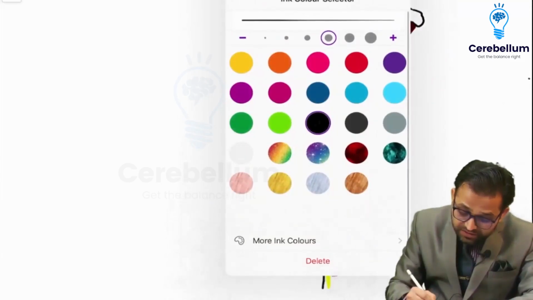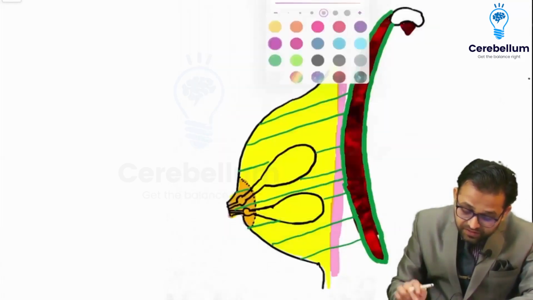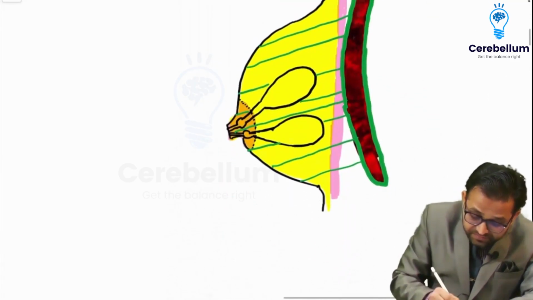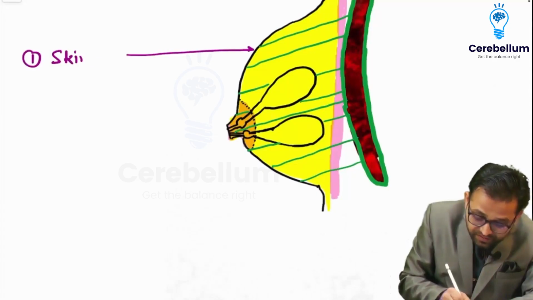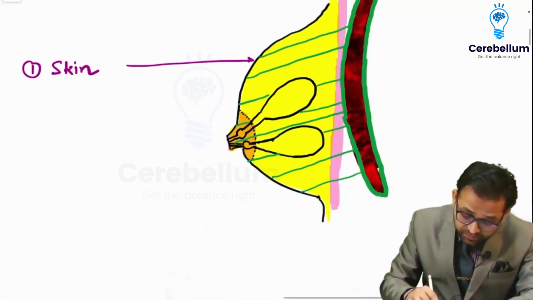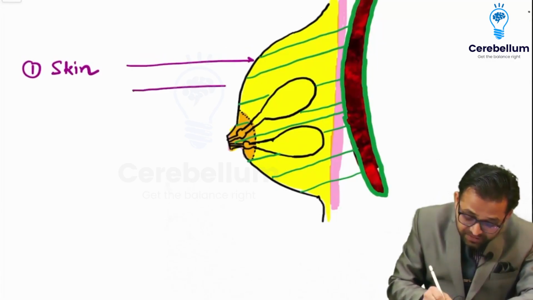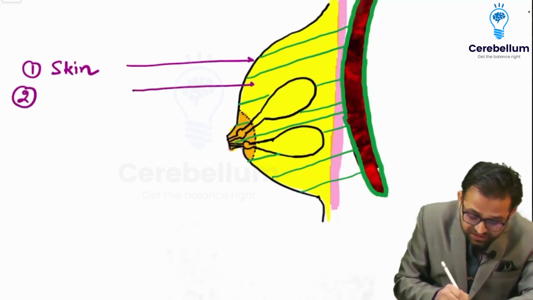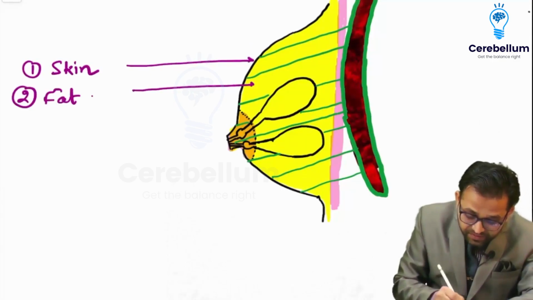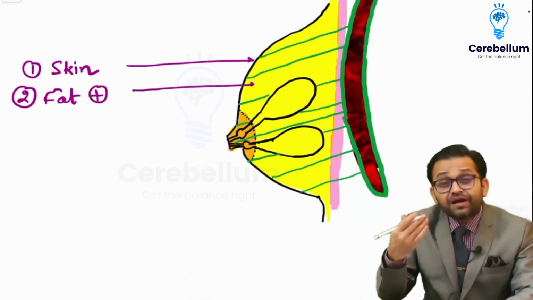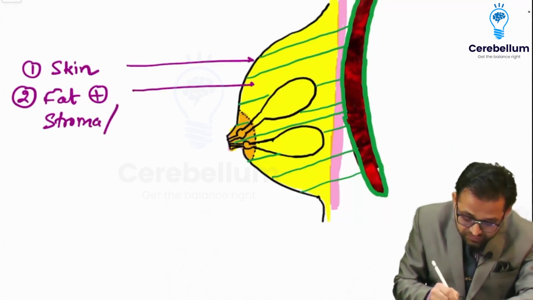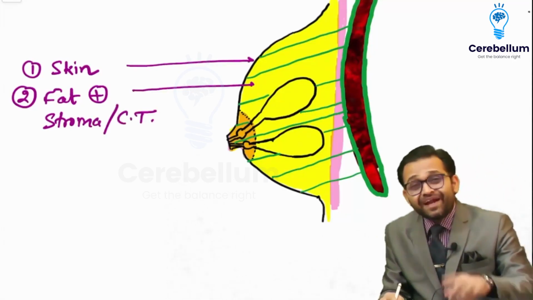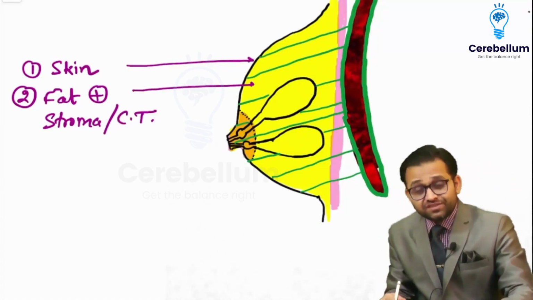So you can see, sir, here is our first layer, you can say skin. Then just below the skin, you will see the superficial fascia. Fascia is nothing but fat, and it is loaded with connective tissue. So you will say the fatty stroma, connective tissue. That's why the breast is soft in consistency.